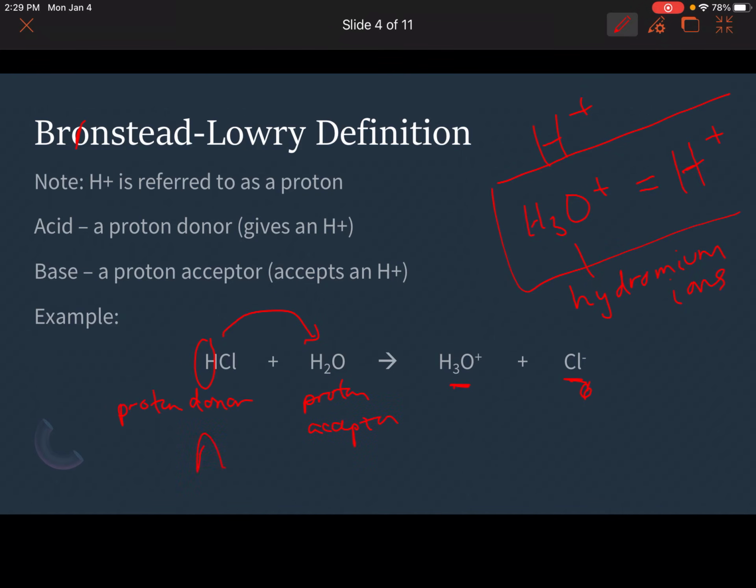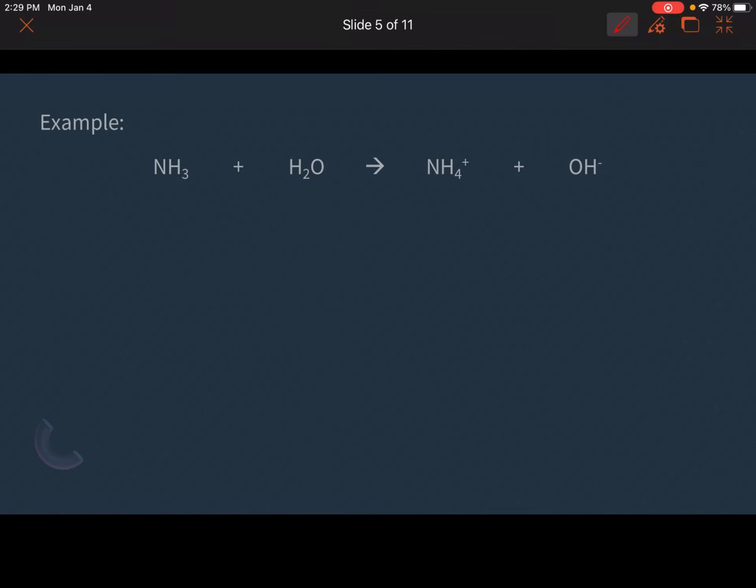So I can define this one as the acid, and the water here becomes the base in this particular example. Good. So the H2O accepted the H+, that makes it the base, and the HCl donated the H+, that makes it the acid. Okay, so let's go through another example here.